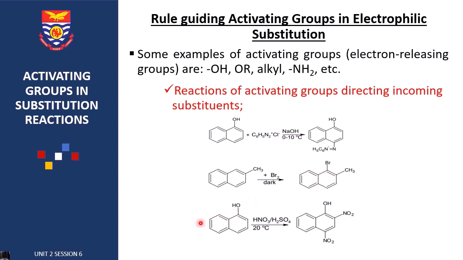And for nitration, something interesting is seen. So whenever you nitrate your naphthalene with its activating group at carbon number 1, it directs the incoming nitro group to carbon number 2 and carbon number 4. So please take note of these two.